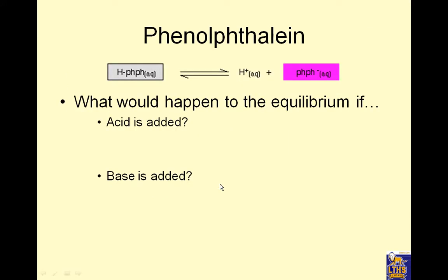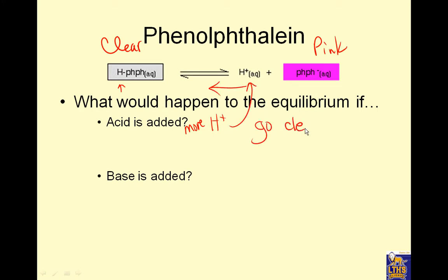It's phenolphthalein, spelled right. Here's the H. So this is the acid form of the phenolphthalein. This is the ion form of the phenolphthalein. Look, it's two different colors. Here's your pink and here's your clear. So what would happen if we add acid? We add acid, then we're adding more H+, which stresses that, so it shifts to there, and goes clear. If it was already pink, it would go clear. If it was already clear, it would stay clear.